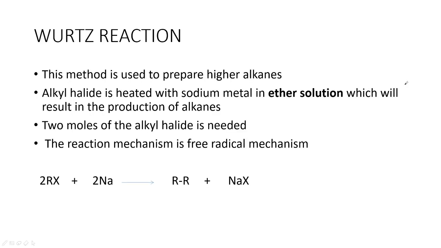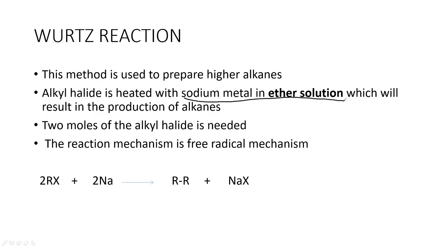Now the second is the Wurtz reaction. This method is used to prepare higher alkanes. Alkyl halide is reacted with sodium metal in ether solution. This is what you need to know whenever you're talking about the Wurtz reaction, because the alkyl halide is a constant in all of these reactions; the difference is the reagent they react it with. The alkyl halide is heated with sodium metal in ether solution, which results in the production of alkanes. Two moles of alkyl halide are needed, and the reaction mechanism is a free radical mechanism.